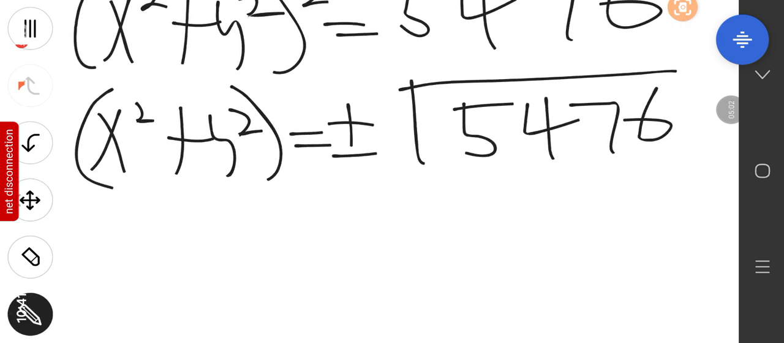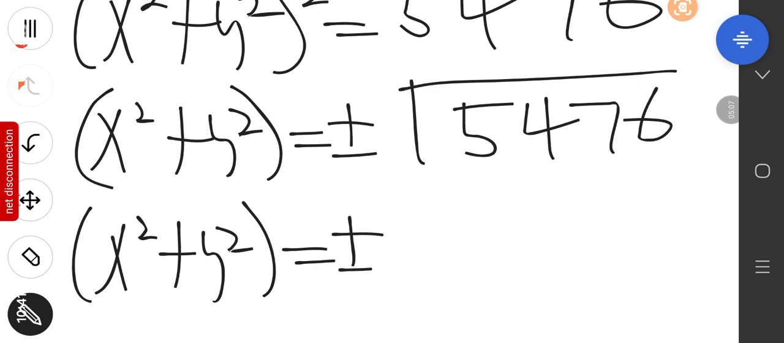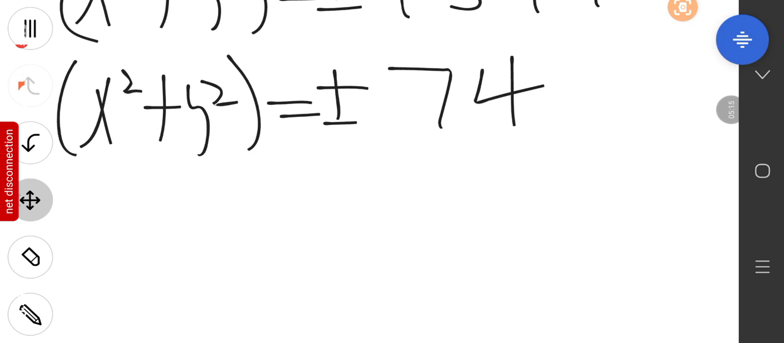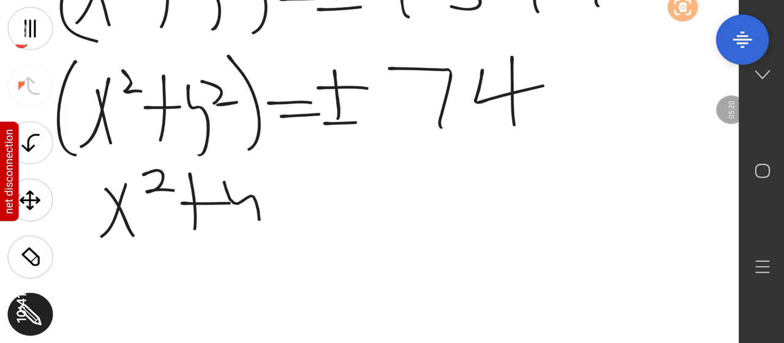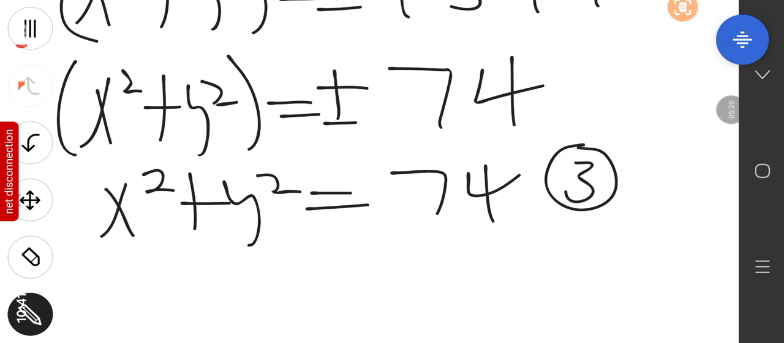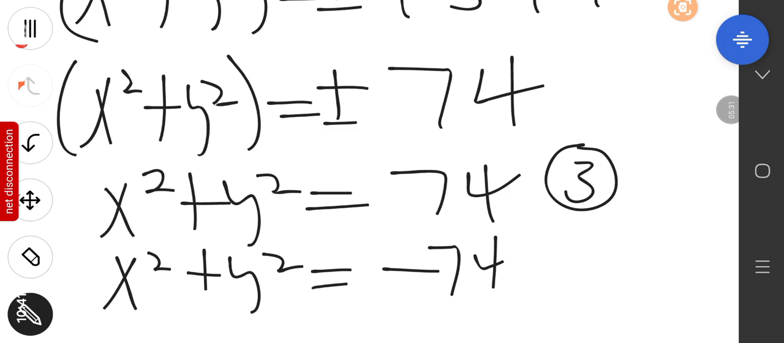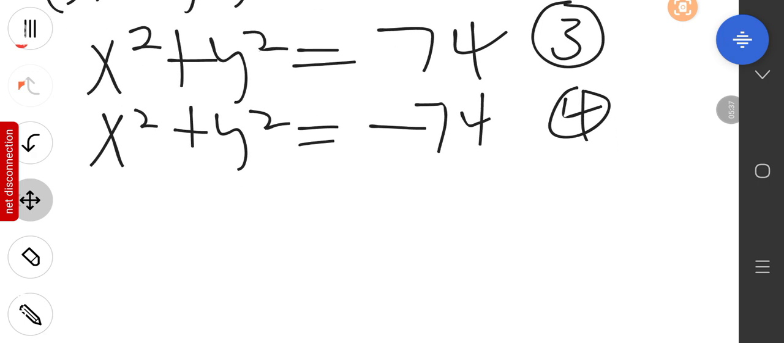So you're going to have x squared plus y squared equals plus or minus 74. So we have two cases in this equation. Therefore, let x squared plus y squared equals 74 be equation 3, and x squared plus y squared equals minus 74 be equation 4. Now the question asked us to find x plus y. So now we want to find x plus y.